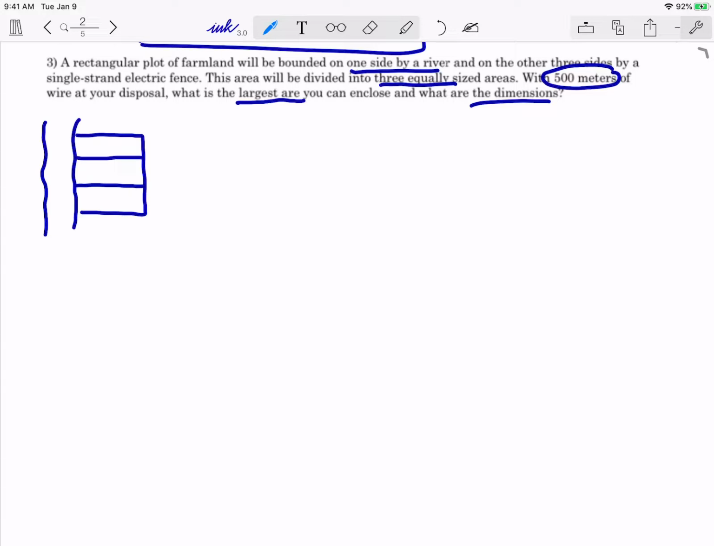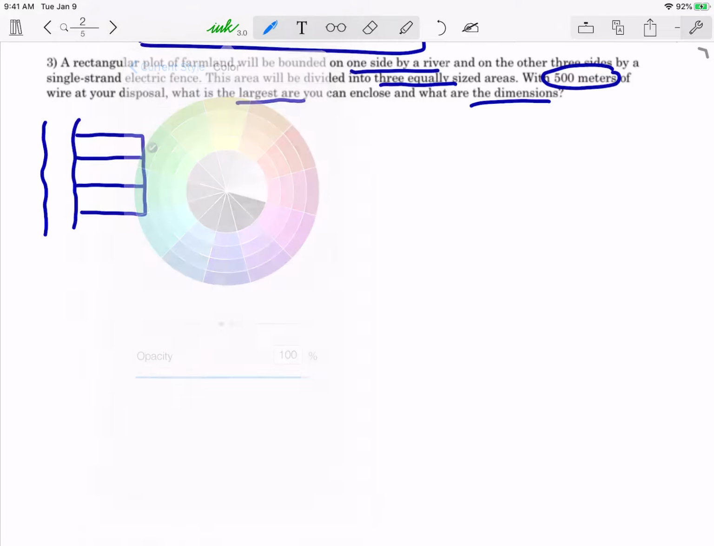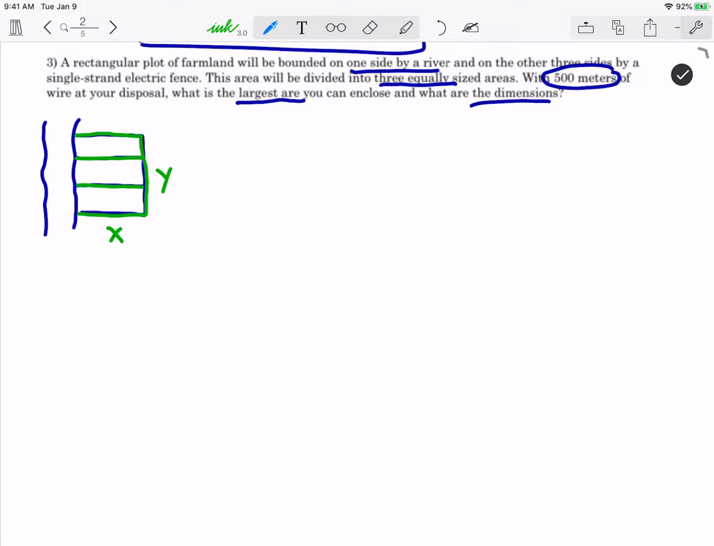So all the fence, let me actually do that in a different color. Let me highlight that in green. All my fence is going to be here. The rest is river. Now, what are the dimensions? I like to use x and y. So if I call this length x and this length y, I've actually got the length x 4 times.